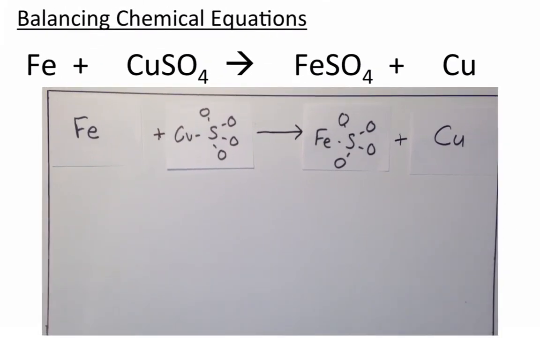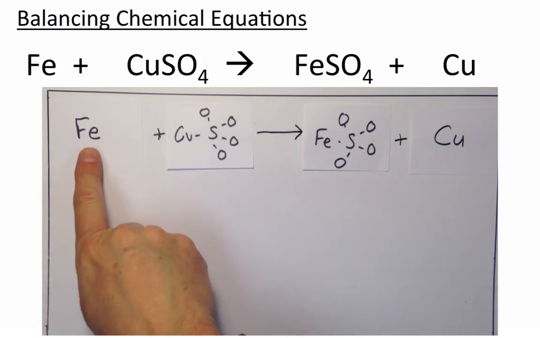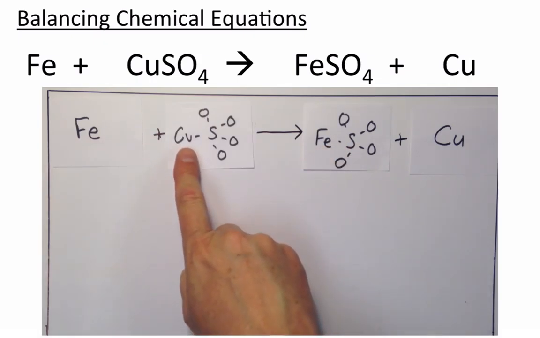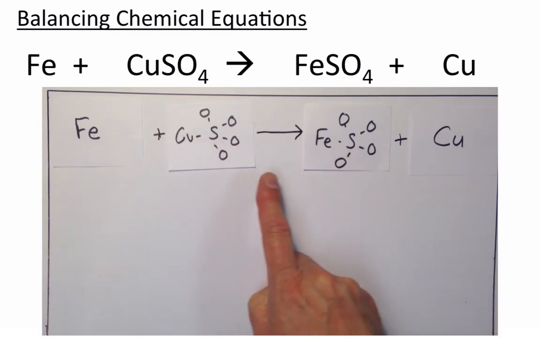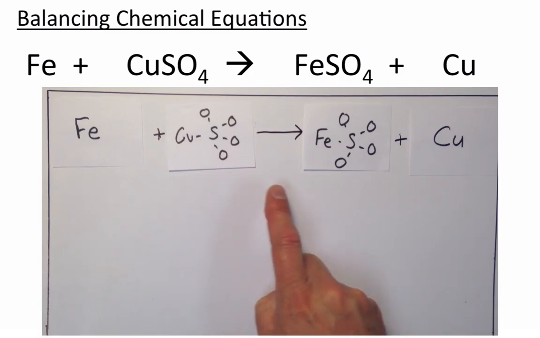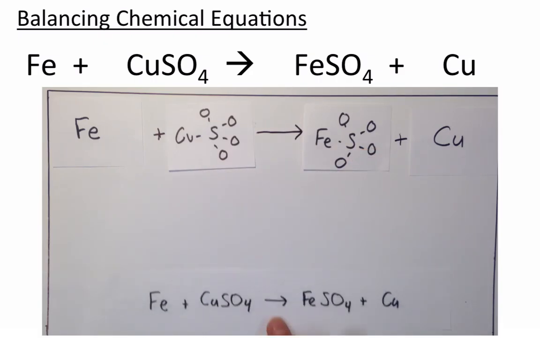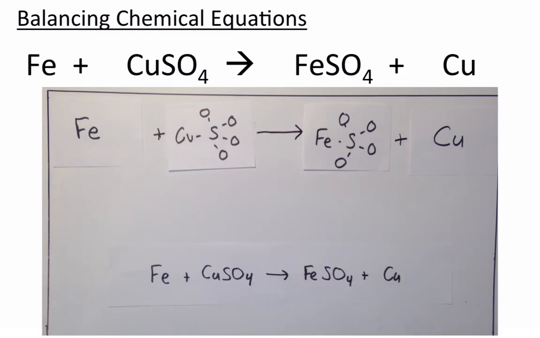And one more. Iron plus copper sulfate yields iron sulfate and copper. Let's start with the metals. 1 iron, 1 iron, 1 copper, 1 copper, 1 sulfur, 1 sulfur, 4 oxygens, 4 oxygens. It's already balanced, and so there is my formula.